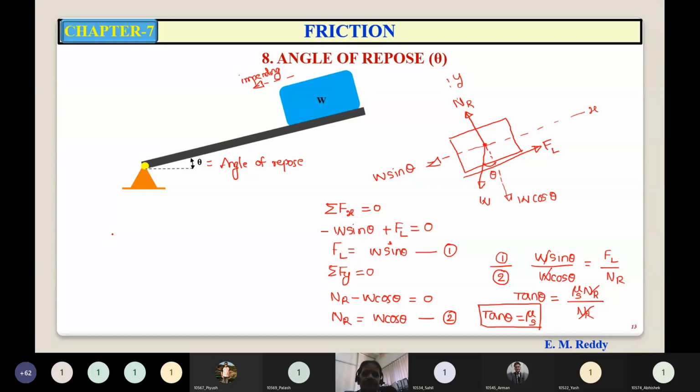You can say angle of friction is equal to angle of repose. Phi is equal to theta. Any doubts?